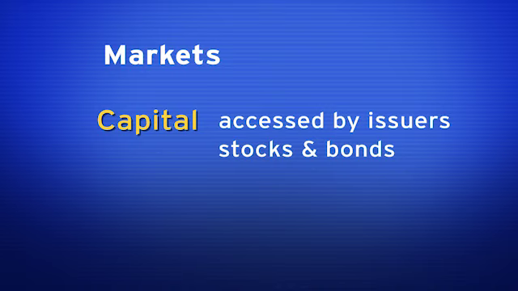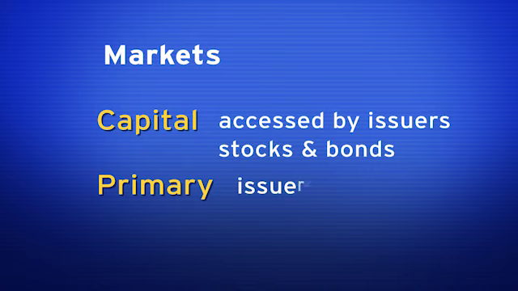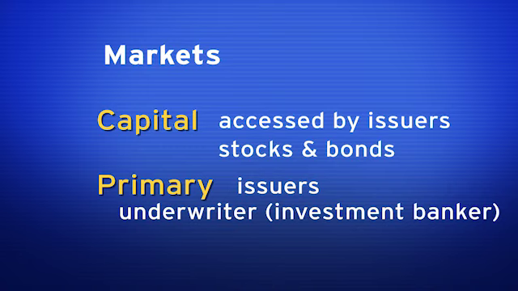Now, the actual market where these stocks and bonds are sold is known as the primary market. This is where new issues are sold by issuers. Who are the players within the primary market? Well, the first player would be the issuer, the corporation who's selling the stocks or bonds to investors to raise the capital. What other player would be involved in the primary market? The other player would be the underwriter, also known as the investment banker.